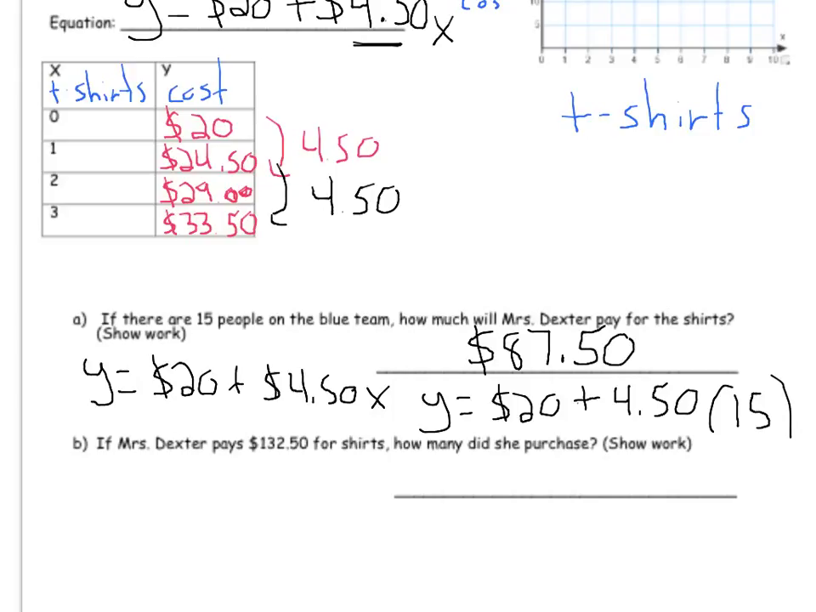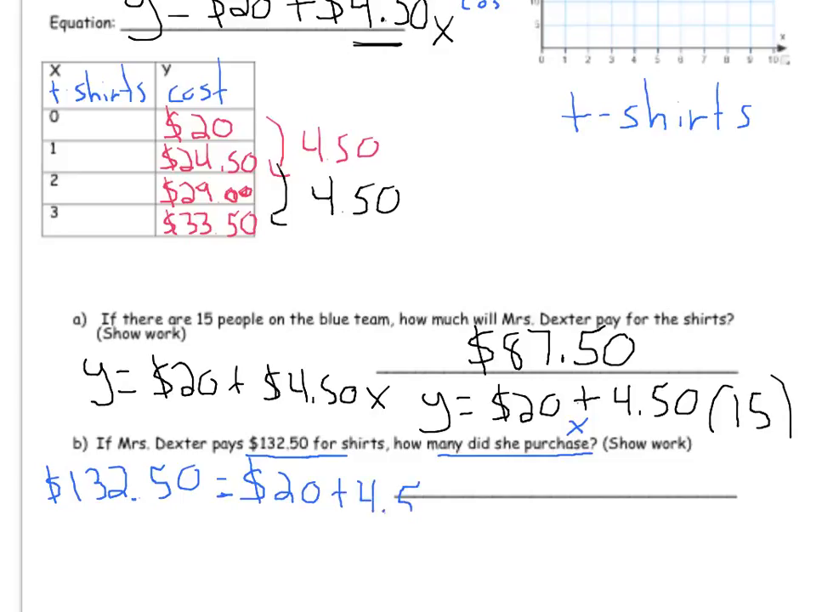Now, if Mrs. Dexter pays $132.50 for the shirts, how many did she purchase? This time we're looking for x. How many did she purchase? So we know the cost is $132.50. We're going to plug that in for y. $132.50 is equal to $20 plus $4.50x.